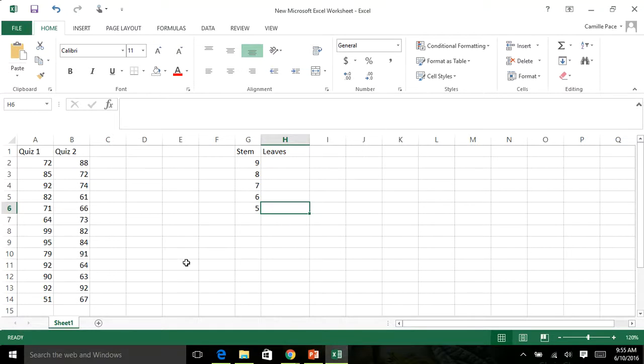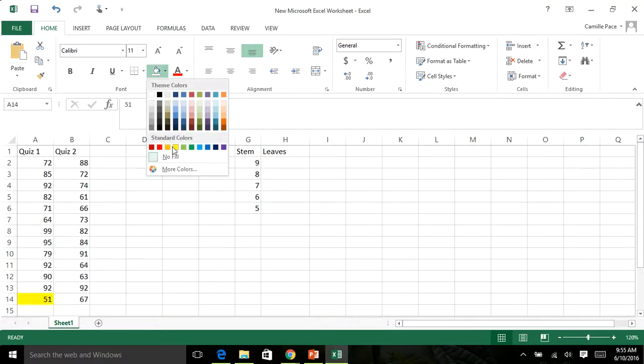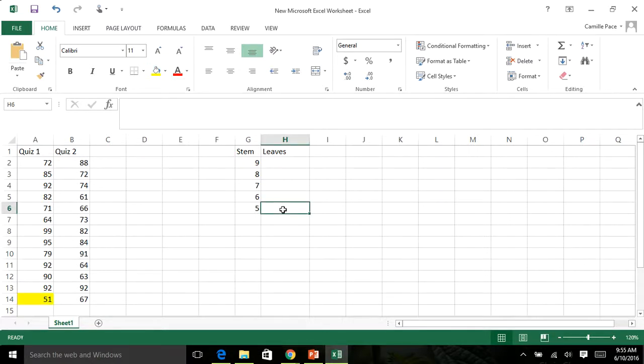Then I need to organize my leaves. I'm going to start with the bottom because I know I only have one grade in the 50s, and I'm going to highlight it once I'm done with it. So I put a 1 here. Let me put this so it defaults to the left. This correlates to 51. So this value right here, 51, equals this value. Now my 60s: I only have one, 64, so I'm going to put a 4 here.